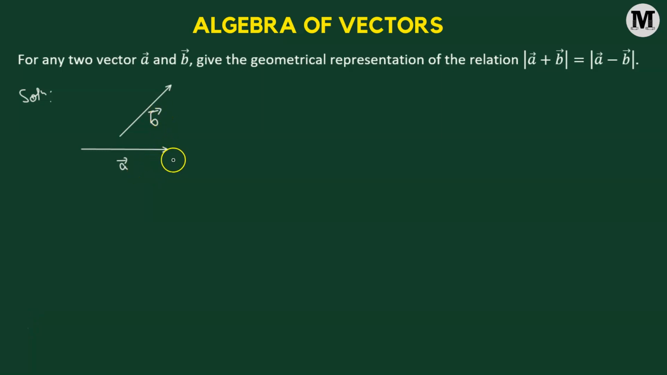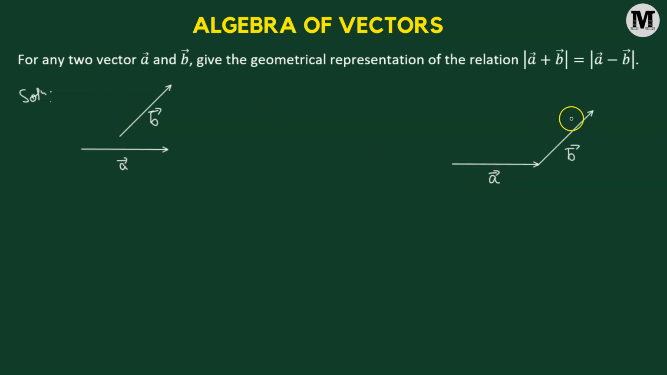Now using these two vectors, we'll find out the sum A plus B vector, and we'll also find out the difference A minus B vector. So here we'll begin by first displacing the vector A to a new location without changing its direction and magnitude. Next, we will also displace the vector B, but in a way such that the terminal point of vector A coincides with the initial point of vector B.